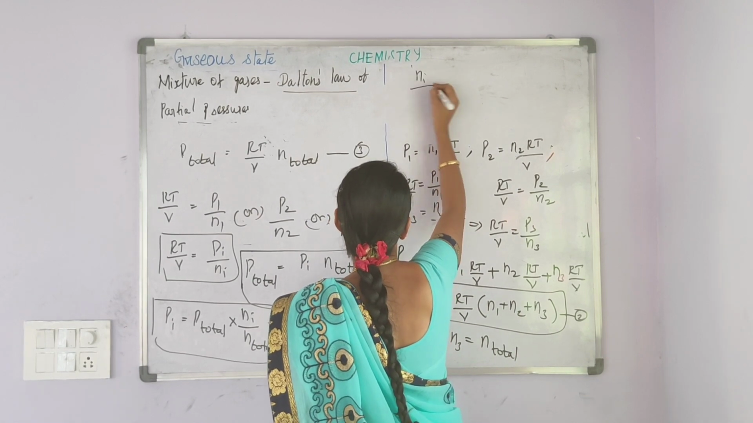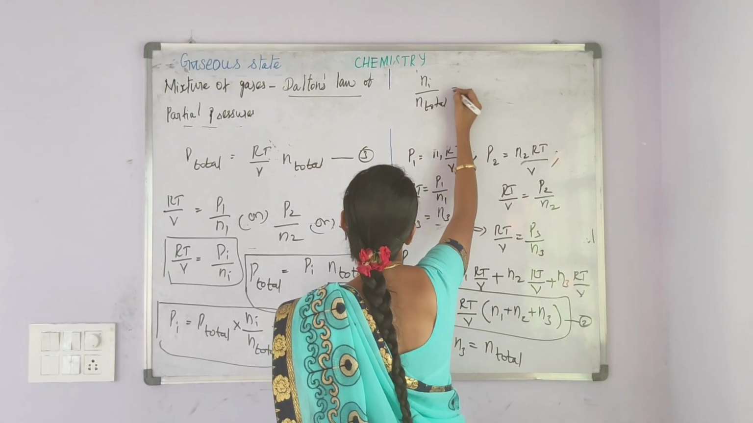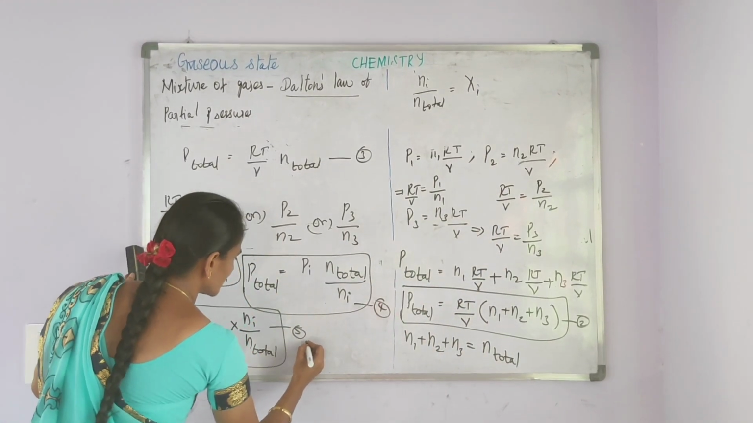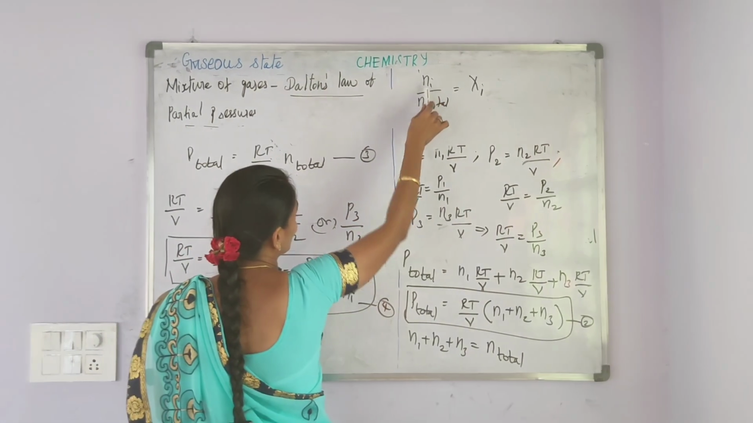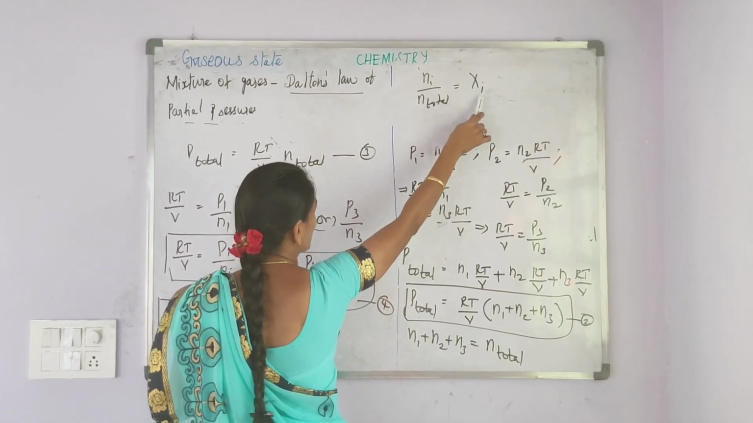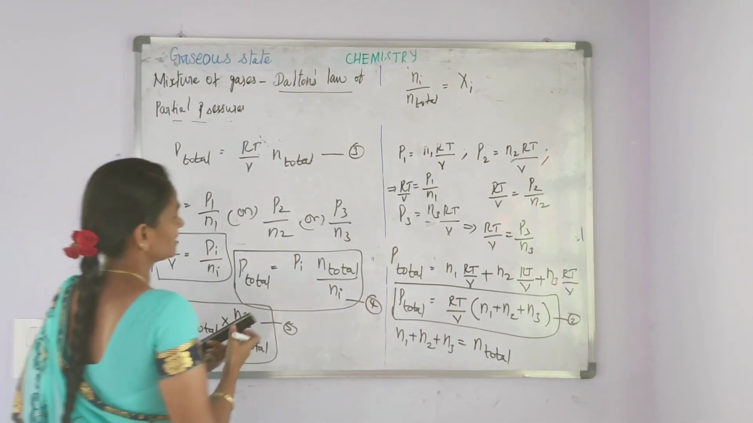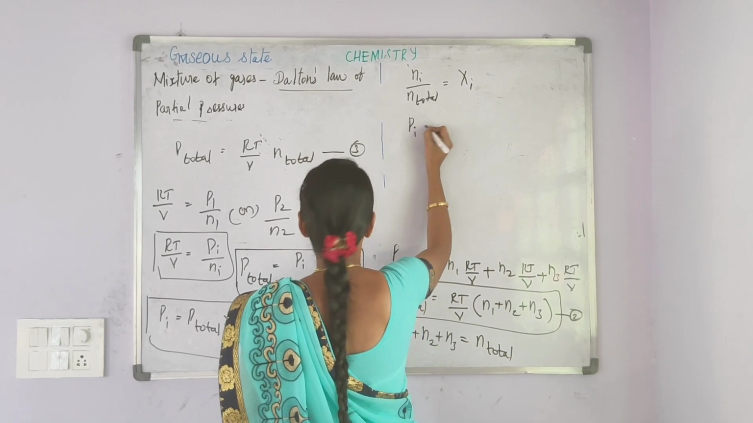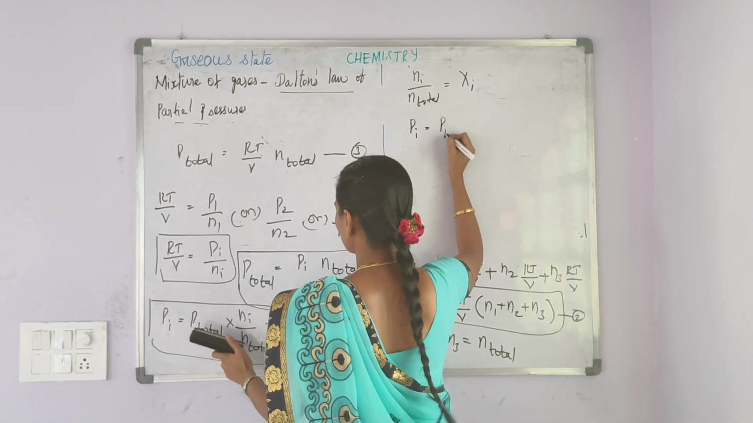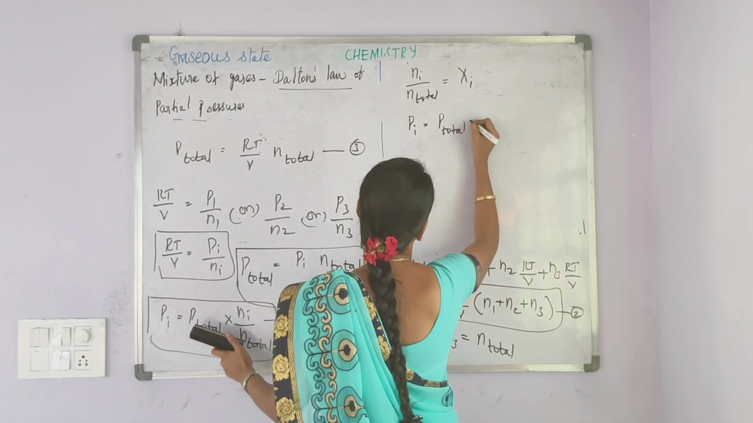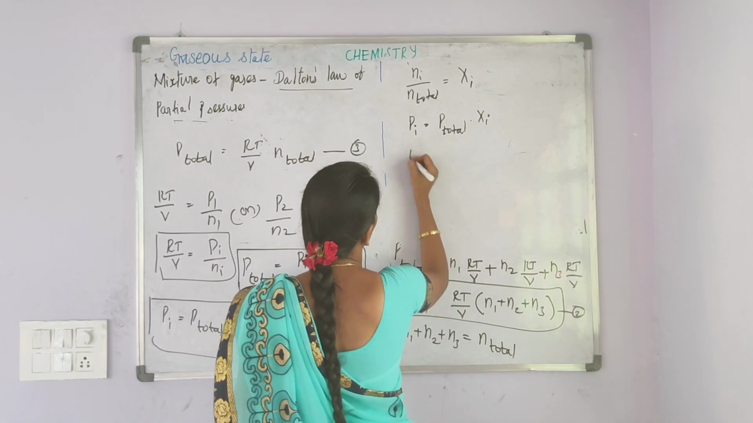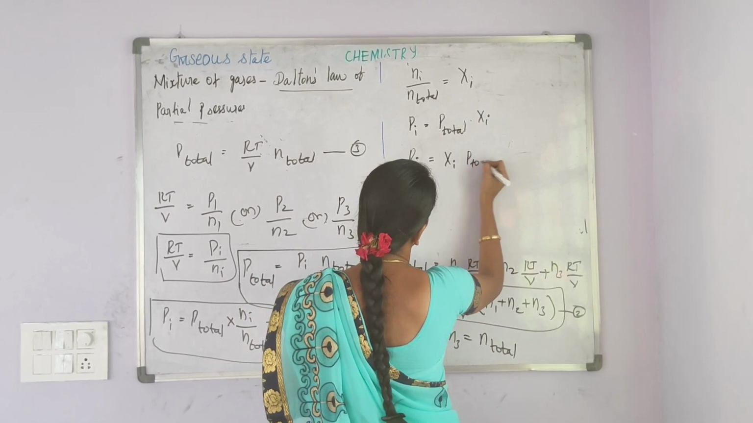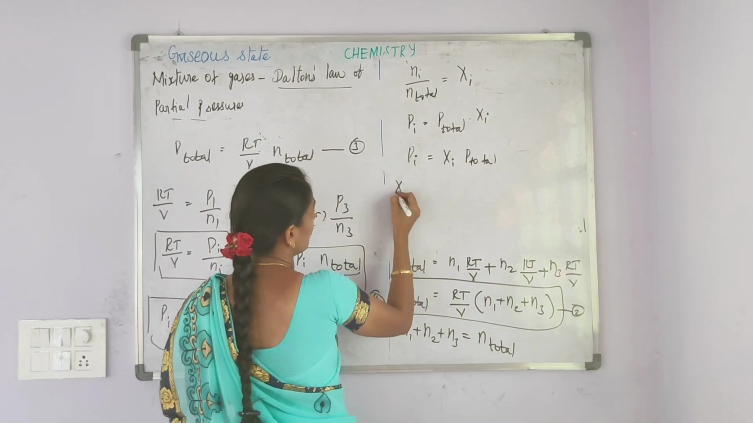We know Ni divided by N total is equal to Xi. Substituting Ni divided by N total equal to Xi in equation 5, the equation 5 will become Pi is equal to P total into Xi, or Pi is equal to Xi into P total. Now the question is, what is Xi?